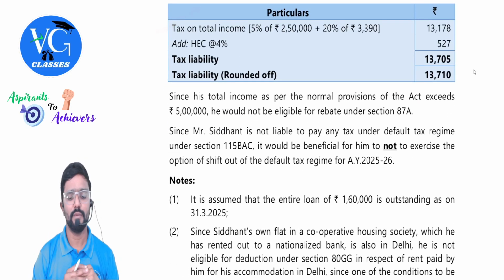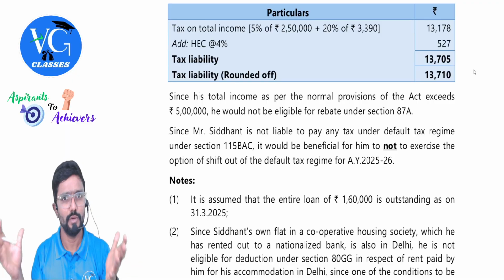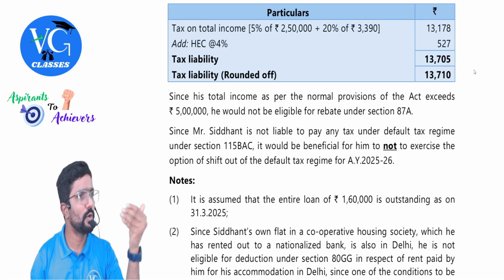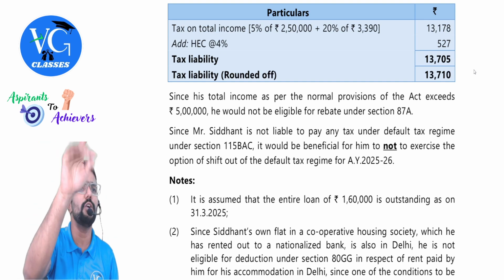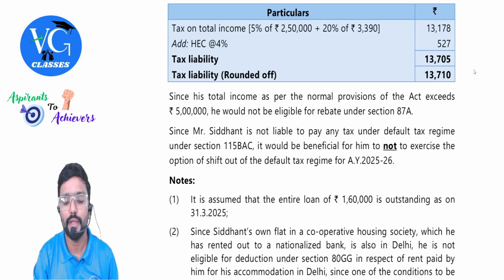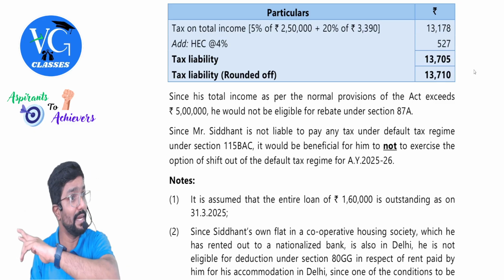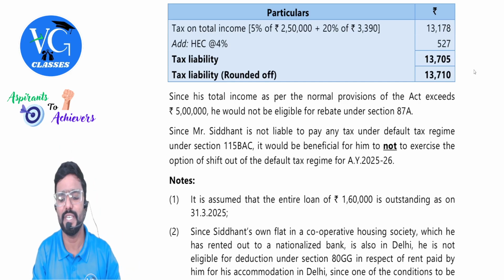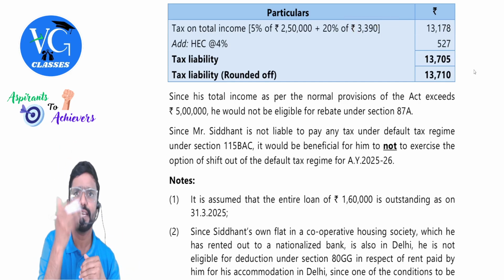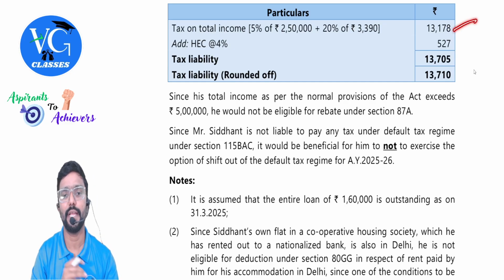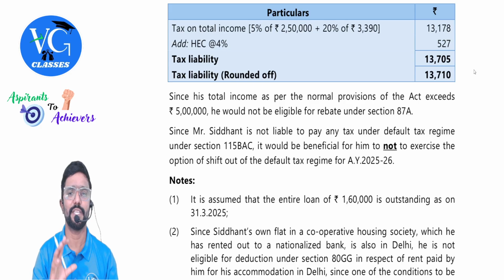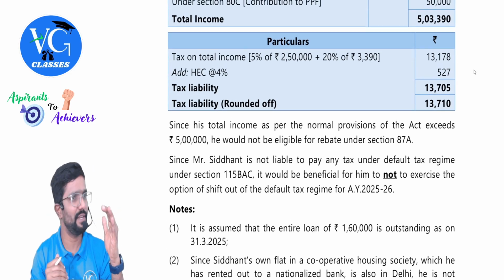Tax on total income. Up to 2 lakh 50 is nil. 2 lakh 50 to 5 lakh, 5%. So 2 lakh 50 into 5%, yes, 12,500. And on the remaining, 5 lakh to 10 lakh, it is 20%. How much is it? Only 3,390 in excess of 5 lakh. On that, 20%. They have added both and taken 13,178. But I suggest, guys, please show it stepwise.